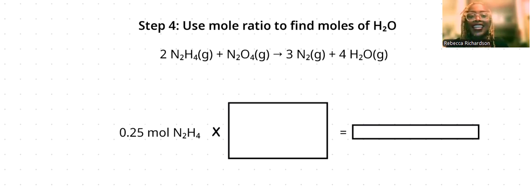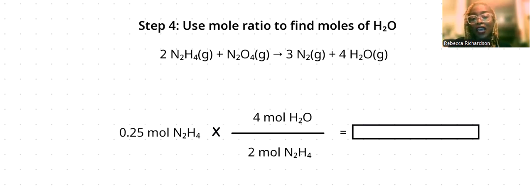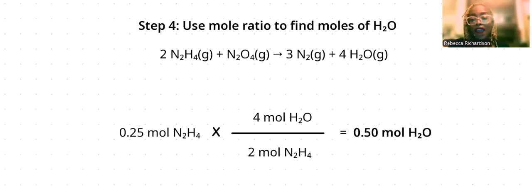We know that what we have present is 0.25 moles of N2H4. So we can plug in our mole ratio between my reactant and my product to convert. I'll multiply and divide these out, and this is going to cancel out my N2H4 on either side. So I'm left with moles of H2O. Once that's solved, we have 0.5 moles of H2O present.